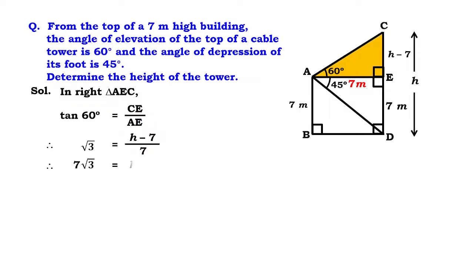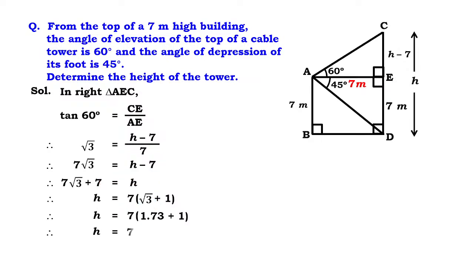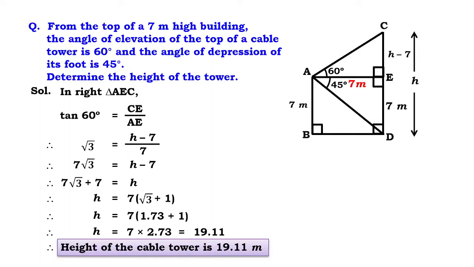So can I solve it now? Okay, so 7 root 3 plus 7 is equal to H. Okay, so here you have 1.73 and finally you have the answer as 19.11. How many of you got this? 19.1? Very good. That's the correct answer. Good.